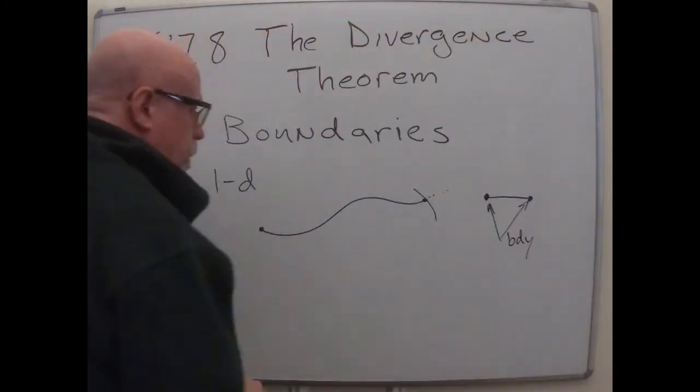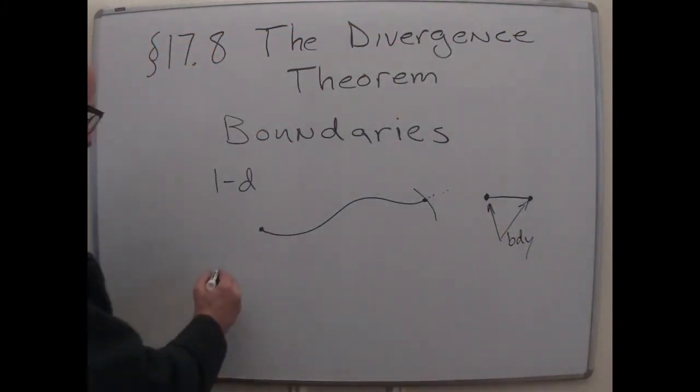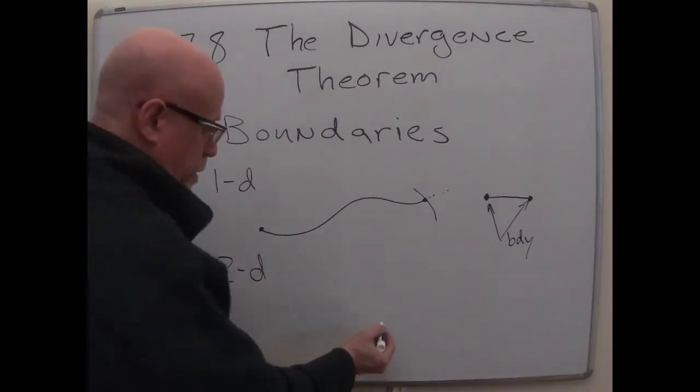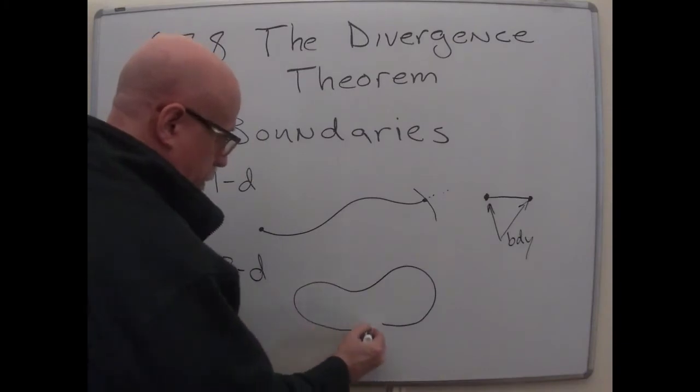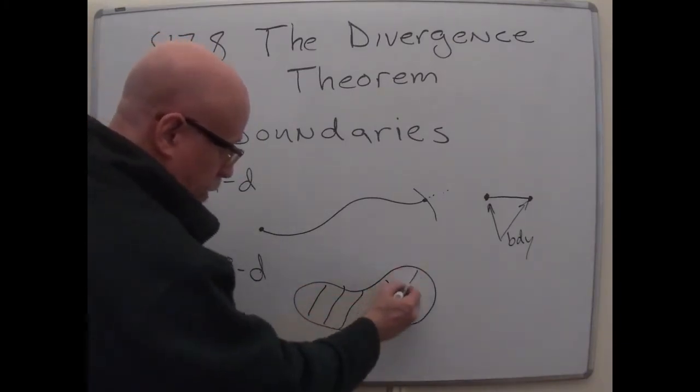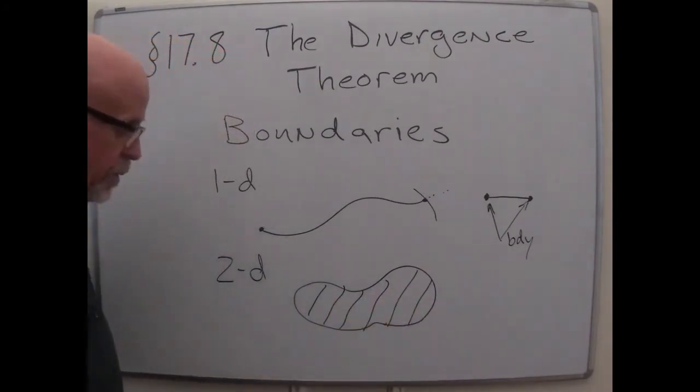What if I've got something 2-dimensional? Well, that's a region in the plane. This is the kind of thing we dealt with in Green's theorem. But I mean the interior of that loop I just drew by saying the 2-dimensional thing.